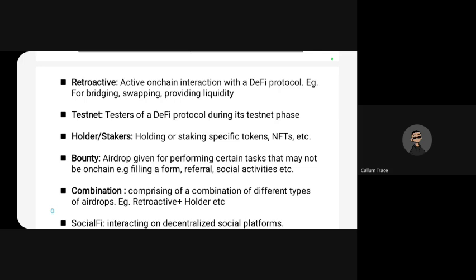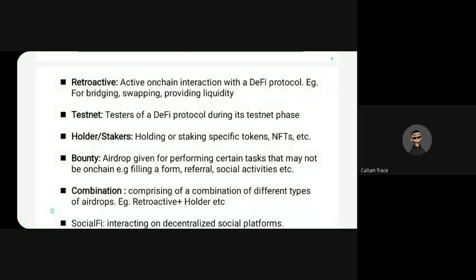I can use any of these. Layer Zero's DEX is, because I know that as I'm using their DEX, I am using their service, right? But at the same time, I am interacting with them for a possible airdrop. So this is what retroactive airdrop is about. You are actively interacting with a project with real money, real funds.